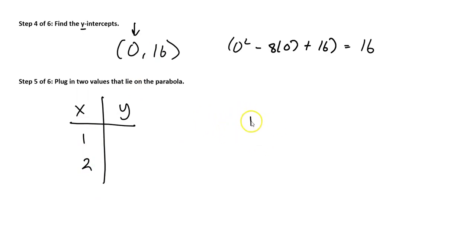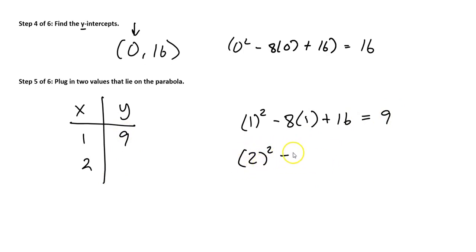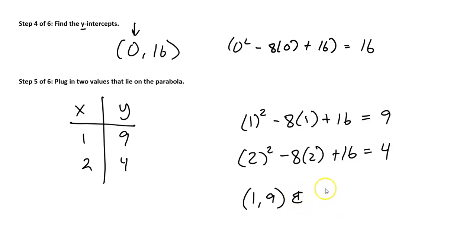So on one of these, I'm going to have 1 squared minus 8 times 1 plus 16. So that's going to equal 9. So I'll put that right there. Then I can do 2. So I'm going to do 2 squared minus 8 times 2 plus 16. I get 4. Okay, so my two coordinate points are going to be 1, 9 and 2, 4. All right.